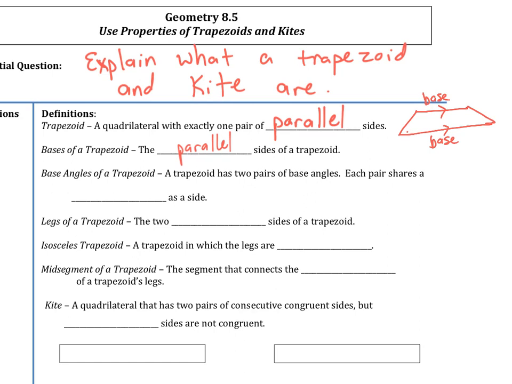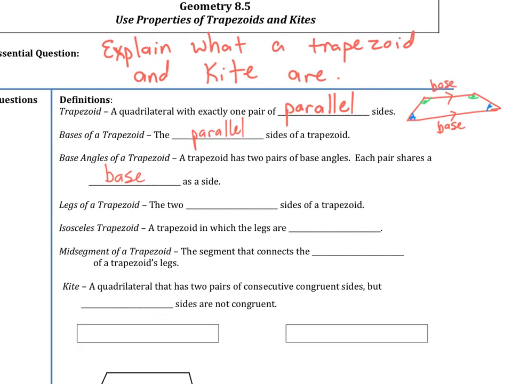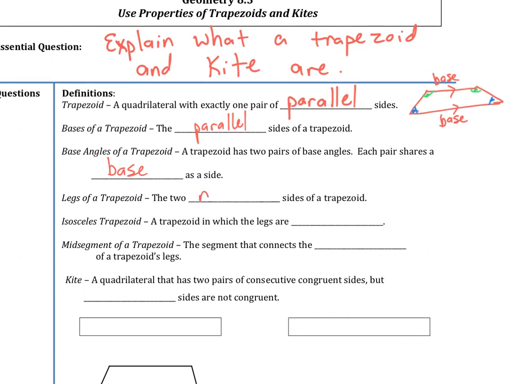The trapezoid has two pairs of base angles. Each pair shares a base as their side. So for example, up here, those blue ones are base angles, and the green ones are base angles. And by the way, I'm not trying to say that they're congruent. I'm just saying that the blue ones are one pair of base angles, the green ones are another pair. Okay, the legs are the two non-parallel sides. So like up here in the same drawing, we have a leg and another leg.